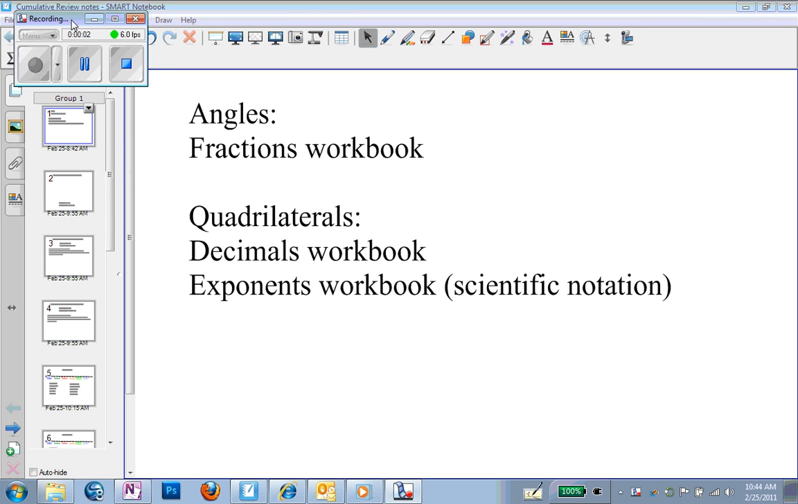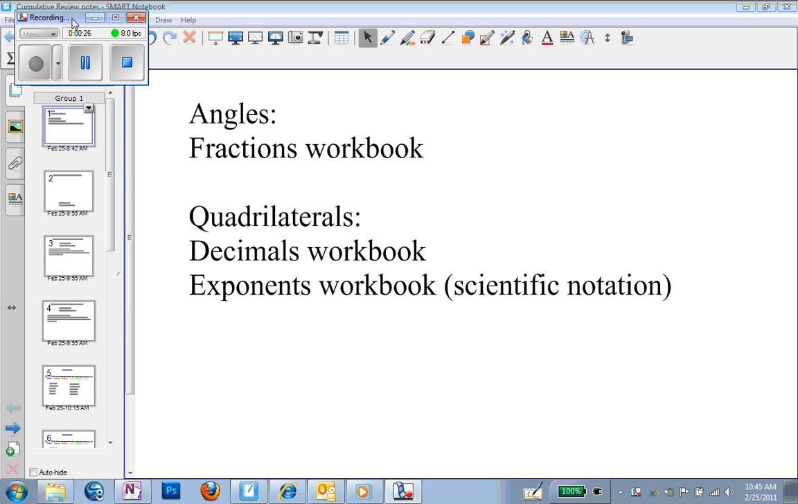The cumulative review test on Tuesday is going to come from 2 cumulative reviews in your geometry workbook. So go back to the geometry workbook, the one that you may have closed, you may have to open it up, and go to your angle section. Under the angle section is a cumulative review, and also under the quadrilateral section is a cumulative review.